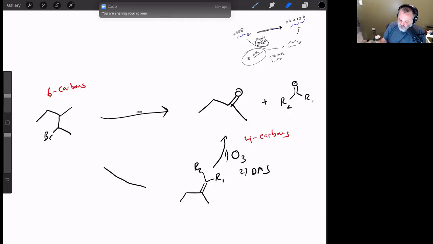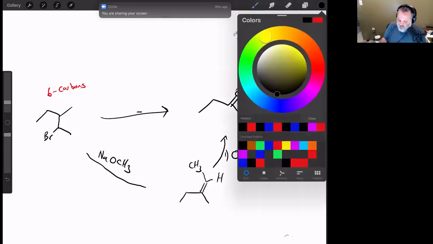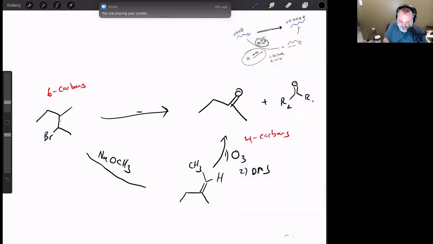So the question is, can R1 be a hydrogen and R2 be a CH3 group? Because if it is, then I can make it from the starting material. And so the answer is yeah, I can do Zaitsev elimination with sodium methoxide to form a double bond in this location.